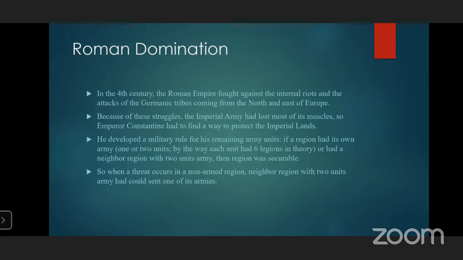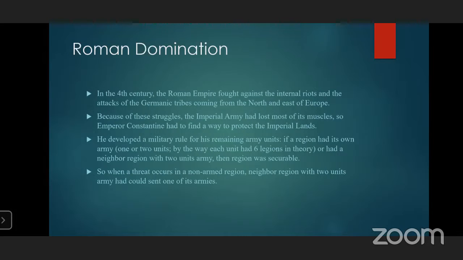Let's start with Roman domination's historical part. In the 4th century, the Roman Empire fought against internal riots and the attacks of the Germanic tribes coming from the north and east of Europe. Because of these struggles, the imperial army had lost most of its muscle, so Emperor Constantine had to find a way to protect the imperial lands. He developed a military rule for his remaining army units.